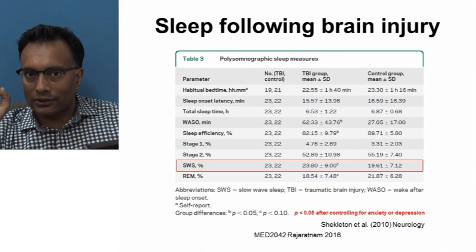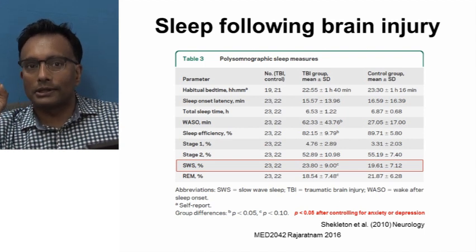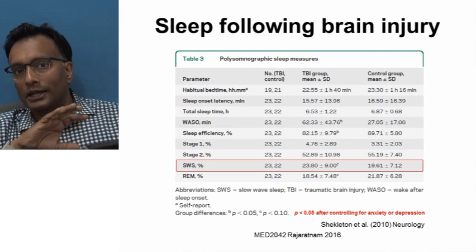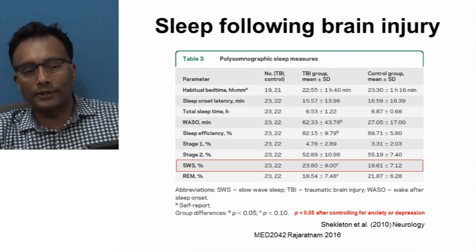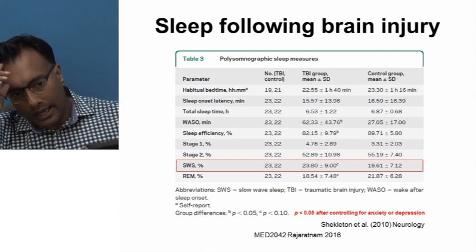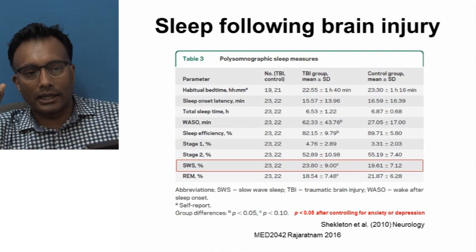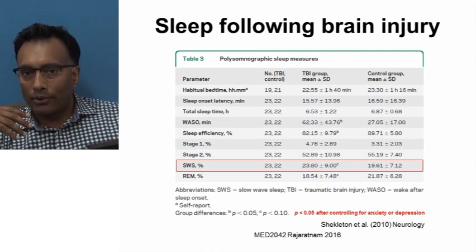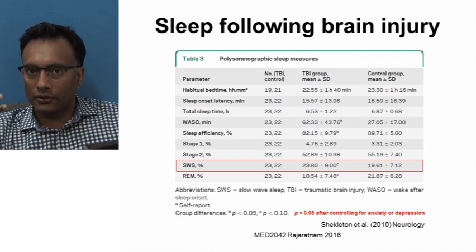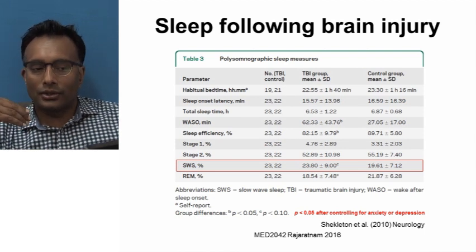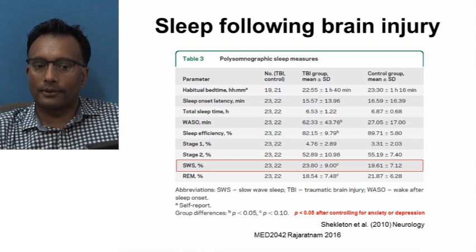But slow wave sleep refers to deep sleep that, if we look at an EEG trace, is characterized by delta waves. This is the deep stage of non-rapid eye movement sleep. If we look at slow wave sleep, we see that traumatic brain injury patients, even though they report increased fatigue during the daytime, and they subjectively report more sleep disturbance, they actually obtain more slow wave sleep than the controls.